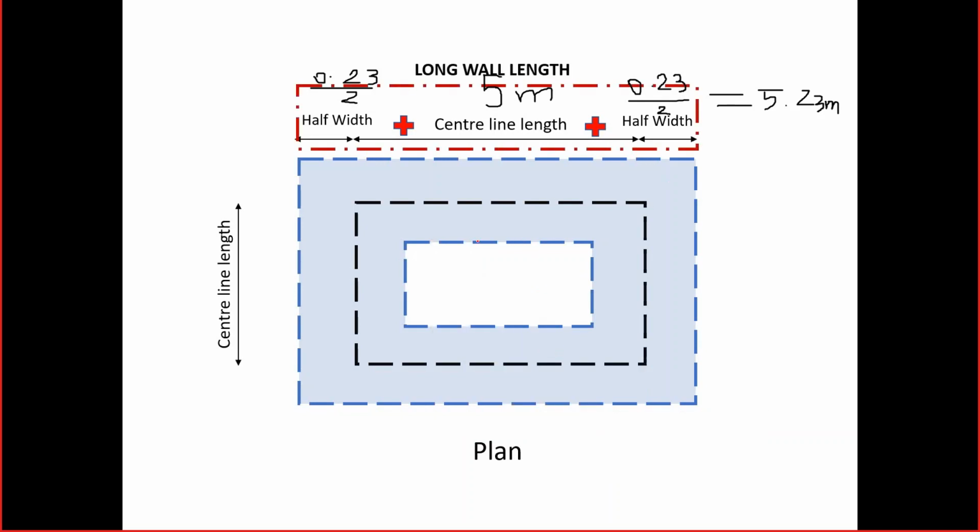This is the total length. Let me consider the short wall, which is indicated in yellow color. Let us assume that I have done the excavation already. I have done excavation of this part, which is indicated in yellow color. I need to do the excavation for the short wall also.